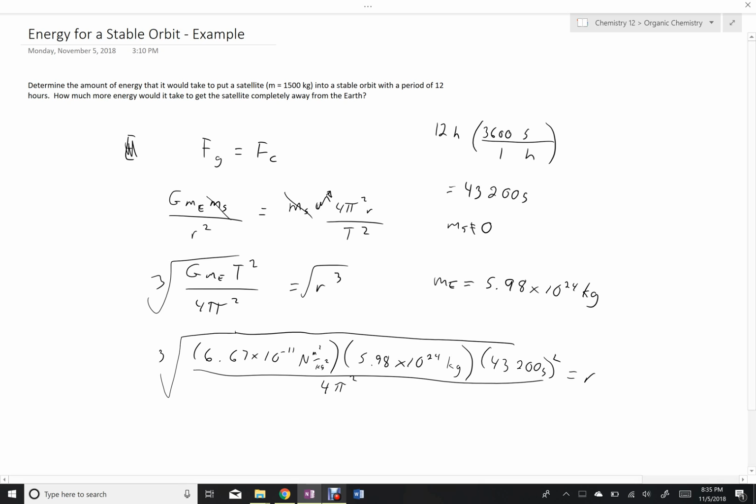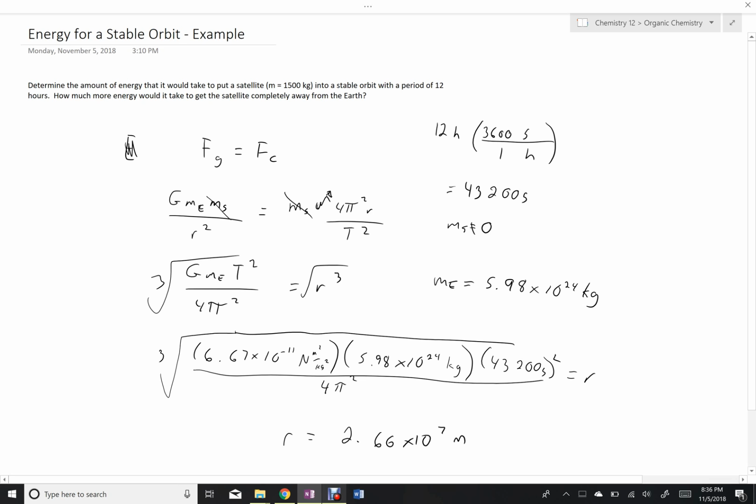So 6.67 exponent negative 11 times 5.98 exponent 24 times 43200 squared divided by 4 divided by 3.14 squared equals, and then cube root that, and I got a radius of 2.66 times 10 to the 7 meters.